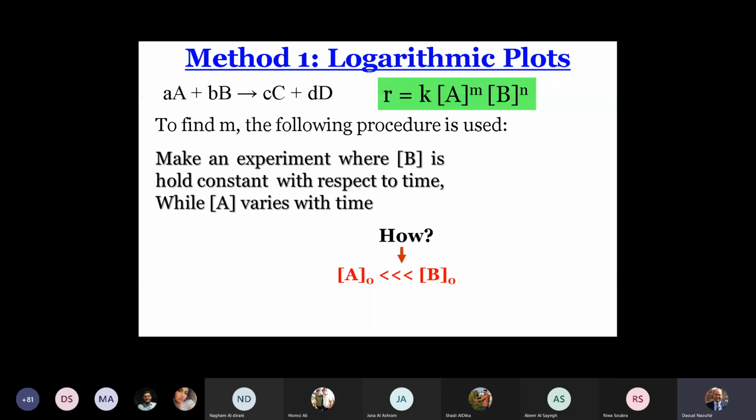Okay? So B is practically constant. The decrease of B is negligible, but the decrease of A is a certain value. So in this case, if you start with a high amount of B with respect to A, A will change with time, but the concentration of B will be practically constant as a function of time. Therefore, you will do as in grade 12.